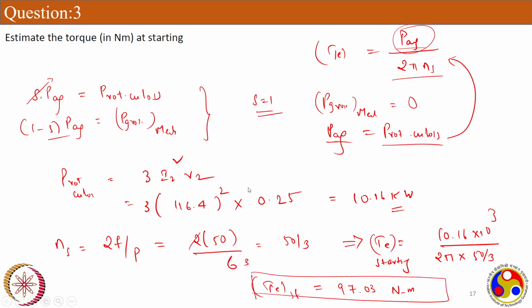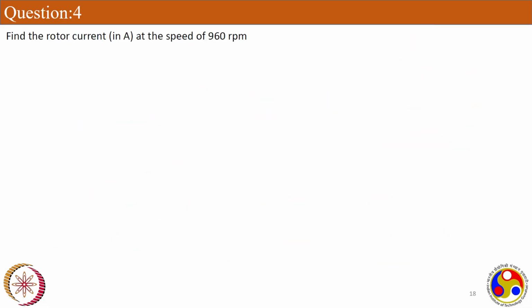After next week's discussion, you will have an even better understanding of how the formulas have been derived. But for now, you already know the power. If you know the power, you just have to divide it by the speed to get the torque.